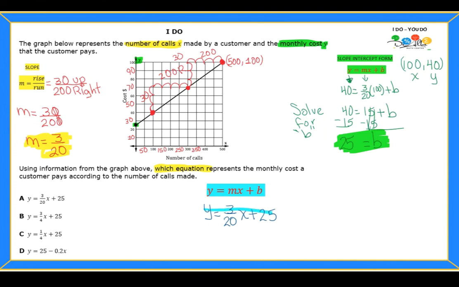Okay, let's look at this equation that I found, and let's look at the answer choices. Do I see anything that matches this? Yes, right? The answer for this is actually letter A.